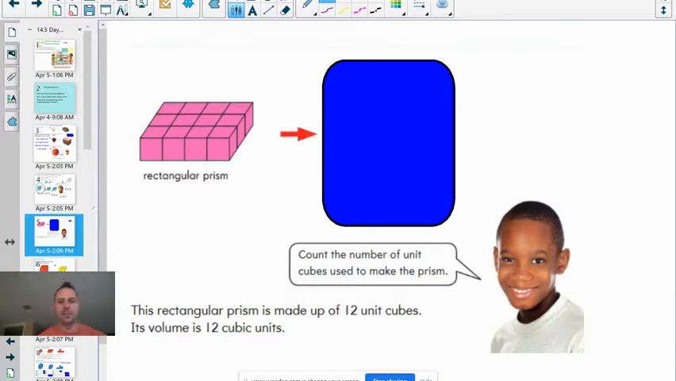All right, next slide. All right, this young fella is trying to figure out the volume of this rectangular prism. I put a big blue box over the answer.